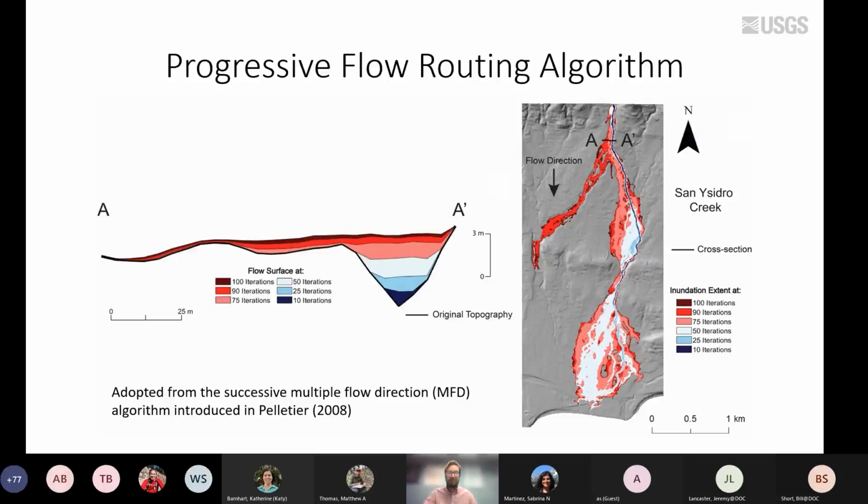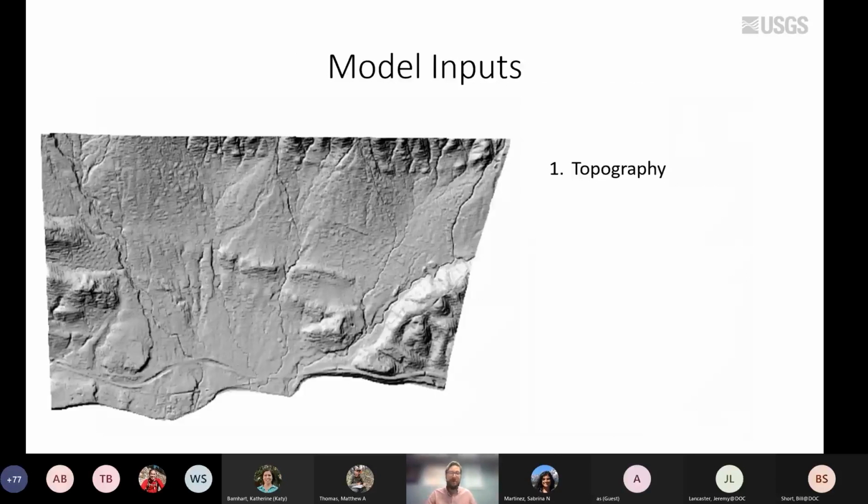Now that we have a little bit of a better understanding about how ProDF works, let's talk about the inputs that are required to run a simulation. ProDF requires only a handful of inputs, the first being pre-event topography. This is an example of the pre-event topography from the Montecito study area.